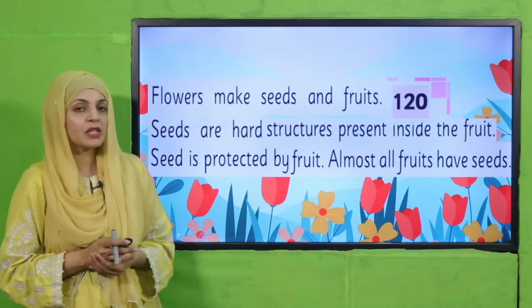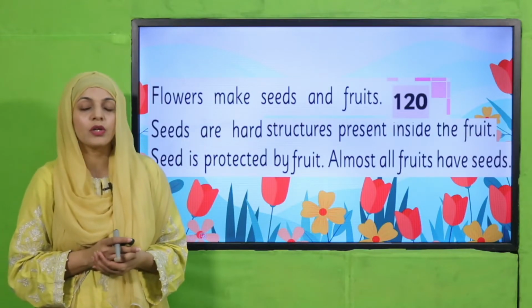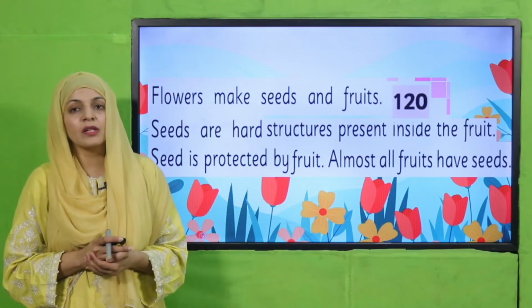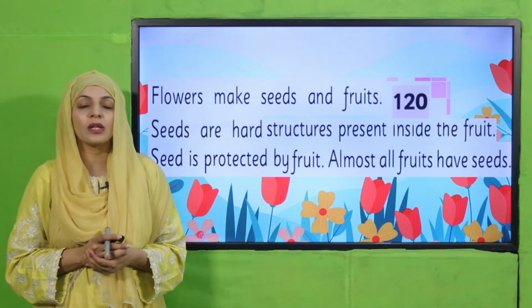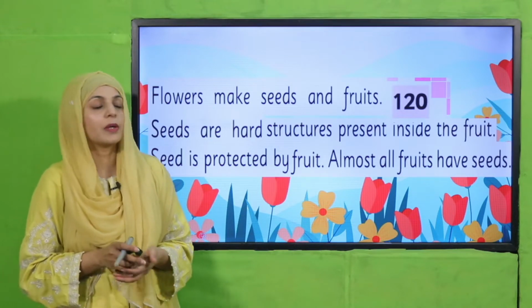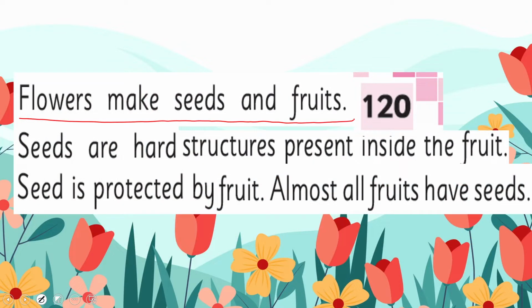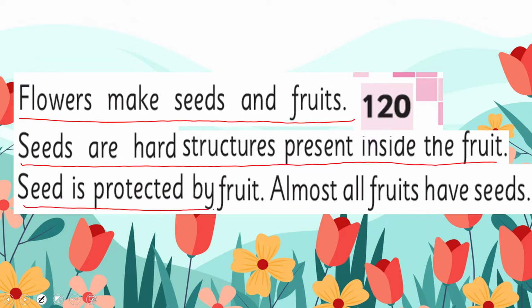Okay, my dear students, now is the time for reading. I request you all to please open page number 120 in your GK2 books. I hope everybody has opened the books. So my dear students, now let's start the reading. Put your fingers where I will read. Flowers make seeds and fruits. Seeds are hard structures present inside the fruit. Seed is protected by fruit. Almost all fruits have seeds.